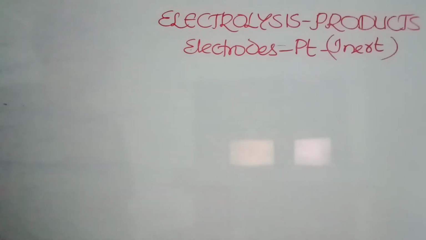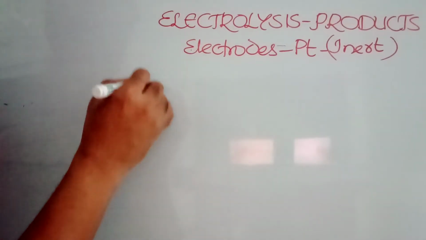In electrolysis, generally we can use platinum electrodes. Graphite as anode also we can use, sometimes steel as cathode, sometimes iron as cathode we can use. In general we use platinum electrodes. These platinum electrodes are called inert electrodes. Inert electrodes means they are not going to participate in the reaction. So some examples I am going to give you.